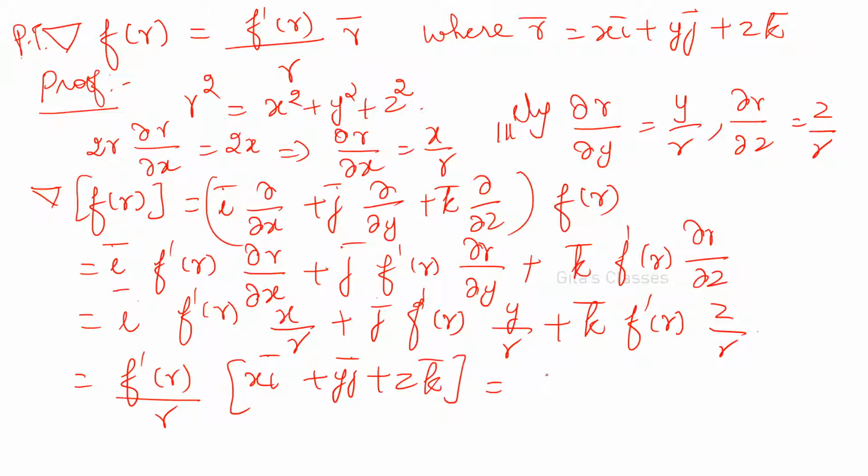What is this actually? f dash of r by r. This r means modulus of r, not the vector, okay? But this is vector r, so r vector is xi plus yj plus zk. The modulus of r, without the vector symbol, is root of x squared plus y squared plus z squared. That is our modulus of r. So if it doesn't have a bar, then it is a modulus, right?